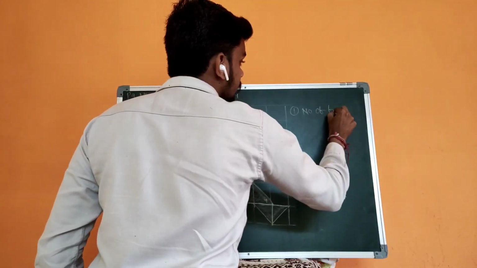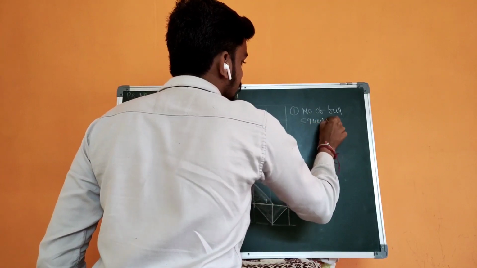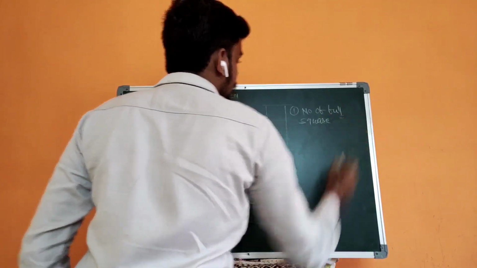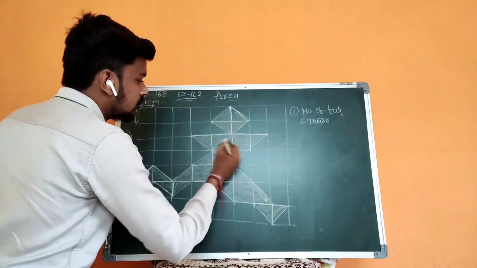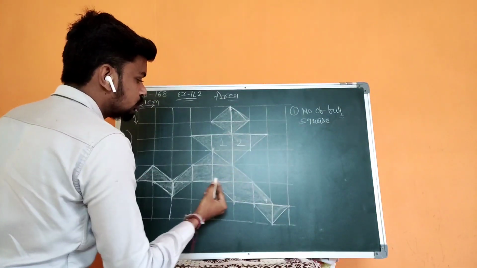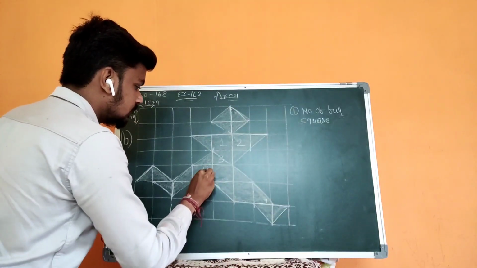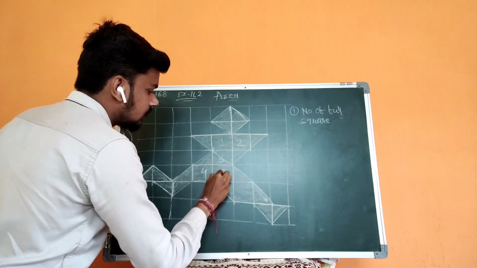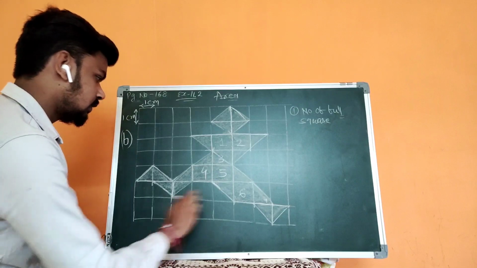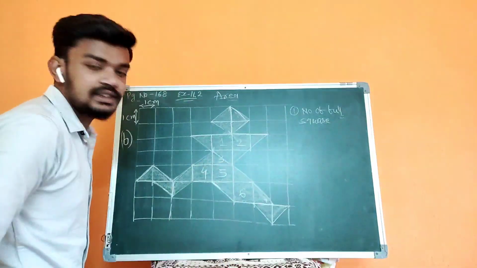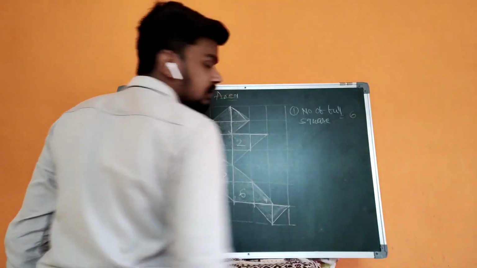Let's first find the number of full squares. This is 1, that one is 2, this one is 3, this is 4, that one is 5, this one is 6. That's it. So only 6 are there. The number of full squares is 6.